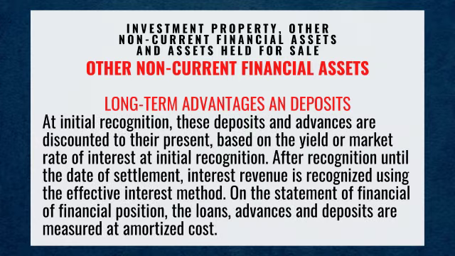At initial recognition, these deposits and advances are discounted to their present values based on the yield or market rate of interest at initial recognition. After recognition until the date of settlement, interest revenue is recognized using the effective interest method. On the statement of financial position, the loans, advances, and deposits are measured at amortized cost.